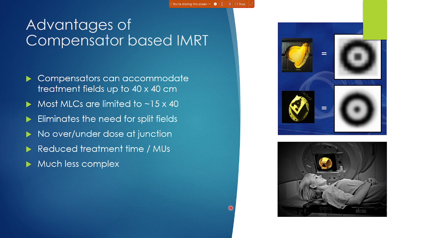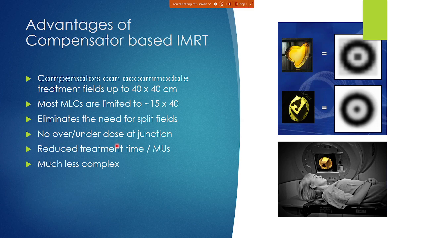Later on the MLCs came, and MLC started being used. So this is the same distribution generated using MLC and generated using compensator. Compensator actually gives you a very smooth dose distribution compared to MLC, because with the MLC you have a restriction on the size of the MLC leaf, whereas in compensator you can go sub-millimeter and make it very smooth. But there are some issues with compensators. For academic reasons, I will try to explain what the issues with compensators are compared to IMRT.